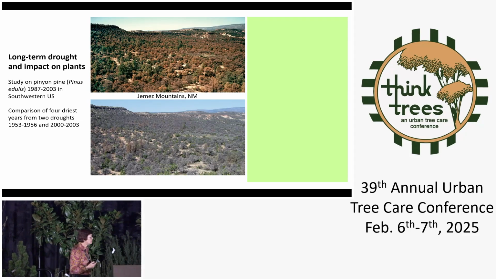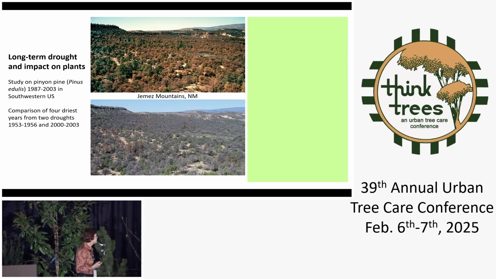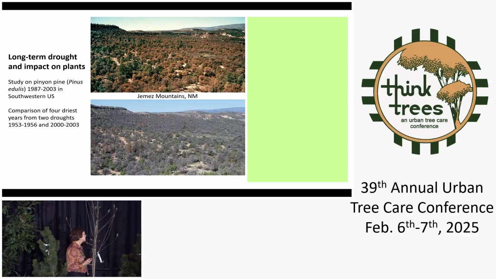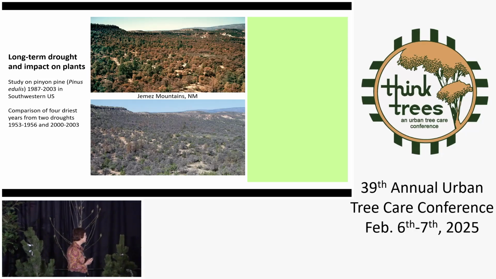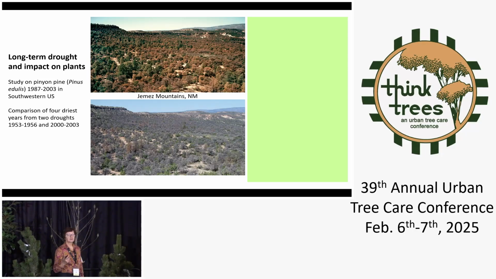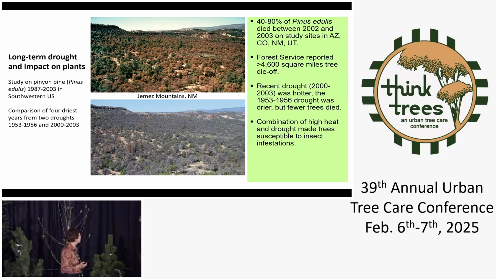So this is probably an example of area-wide dieback of the pinyon pines, and that happened between 1987 and 2003, and there was a lot of dieback in New Mexico. And this is in the Jemez Mountains, and the researchers then looked at the 4 driest years from 2 droughts. They looked at a drought from 1953 to 56, and at a drought from 2000 to 2003. And what they found was that in the more recent drought, 40 to 80% of the pinyon pines died, and essentially it was a devastating death.